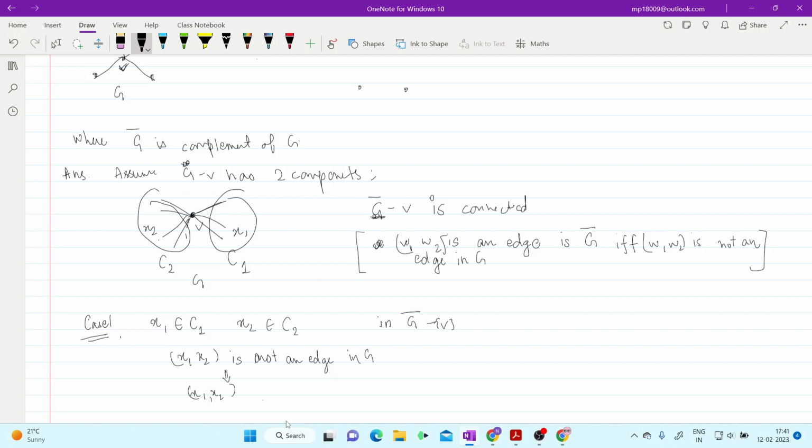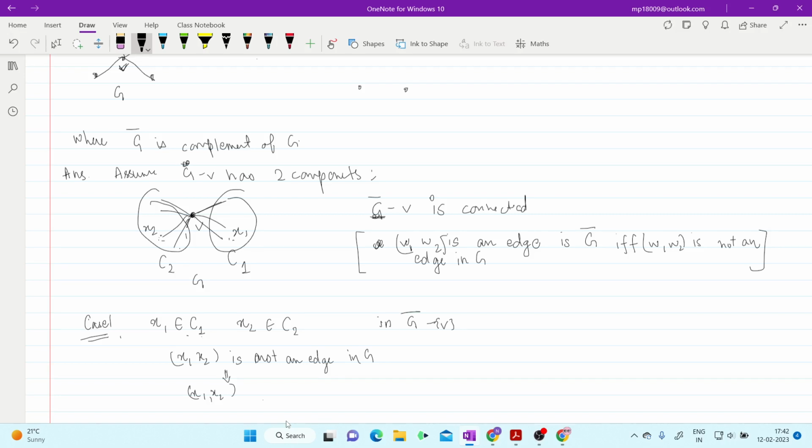So if there was an edge between x1 and x2 in G, then V won't be a cut vertex, right? Because we are given that V is a cut vertex. That means if we are removing V, C2 and C1 are different connected components. So if we had an edge between x2 and x1, after removal of V also it will be an edge. Then these won't be two different components, right?